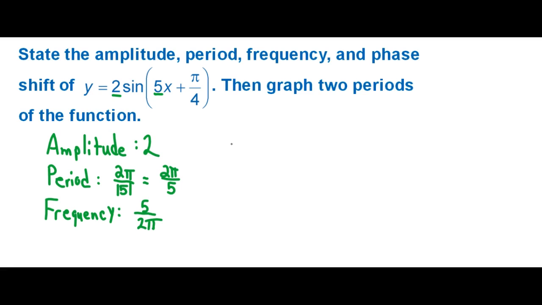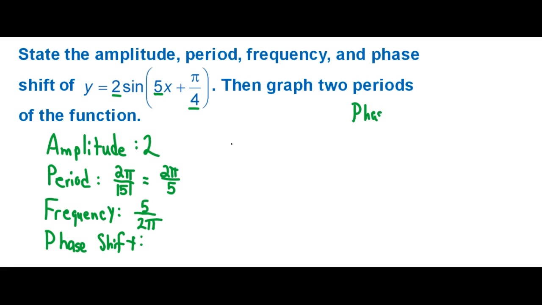And finally, our phase shift. What the phase shift is, it tells us how far to the left or right the function gets shifted. And what this is, it's negative c, which is going to be the value that's added or subtracted on the inside, divided by the absolute value of b. So I'll write that over here.